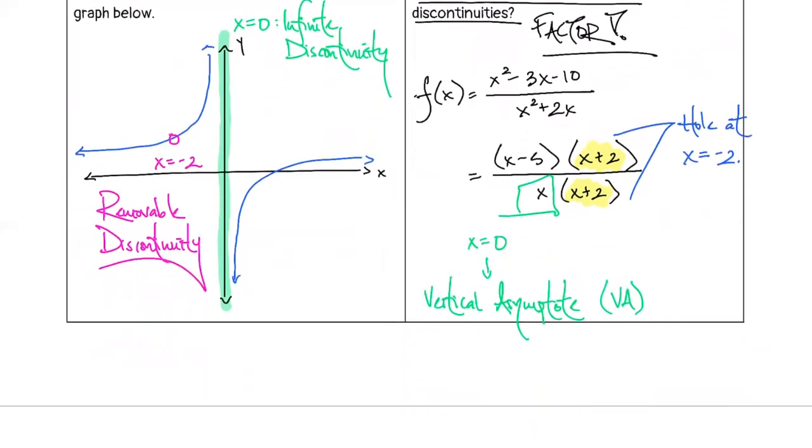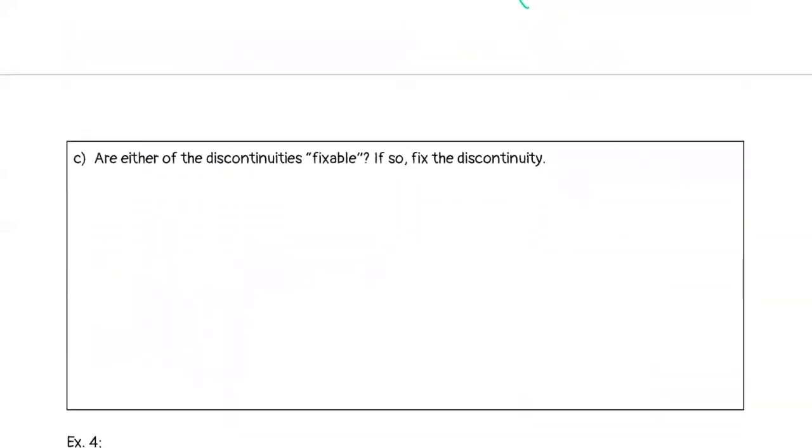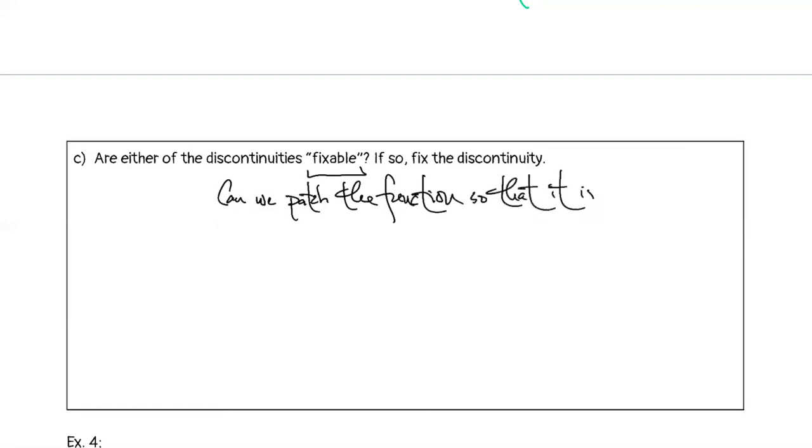All right, so let's take a look at one more part to this. And that is, are either of the discontinuities fixable? And if so, fix the discontinuity. What I mean by that is, can we patch the function so that it is continuous?